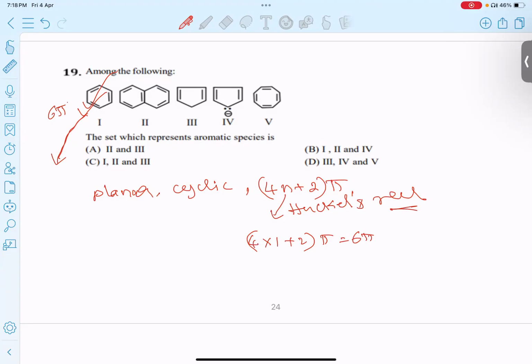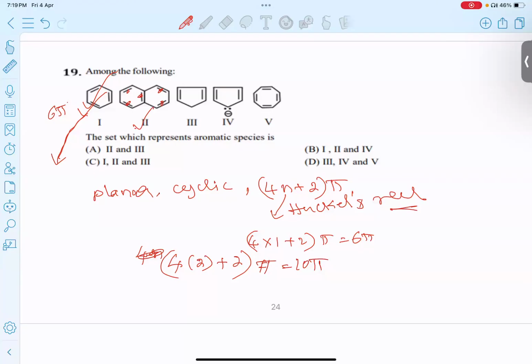To apply the 4n plus 2 rule: 4 into 2 plus 2, so it contains 10 pi electrons. Here also 10 pi electrons: 2, 4, 6, 8, 10. So therefore, compound 2, naphthalene, is also aromatic.